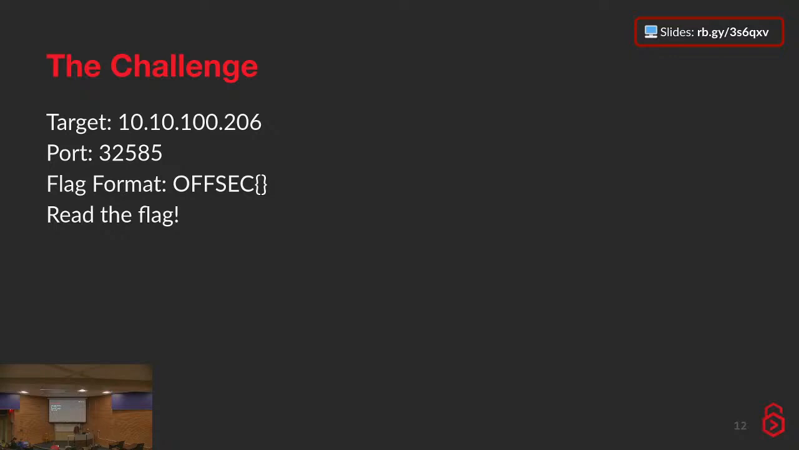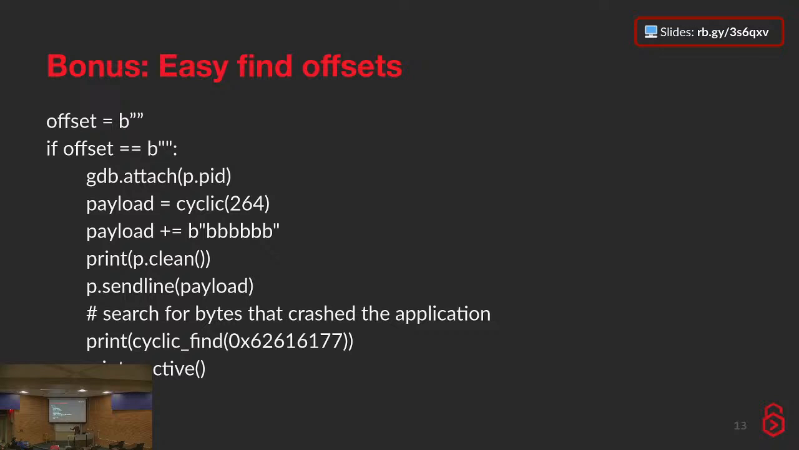So that's the challenge, that's the IP, that's the port, that's the flag format. I just want you to read it. Like I said, I'll help you guys with it. And that's just a little bonus on finding offsets, pattern matching for overflows you could do. This is using pwntools, you can use Metasploit. Ruby has one, a bunch of different ones. We kind of build out payloads when we're doing not an official ROP, but kind of like a ROP chain.